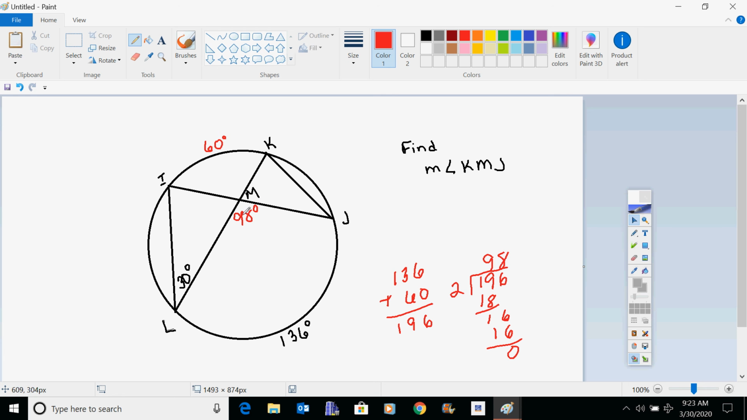And once again, we have a linear pair, KMJ. You would have to take 180 minus 98. That'll give us 82 degrees, which would be your final answer on a problem such as this. This one is very similar to question number 13, just for your reference so that you know what that was.